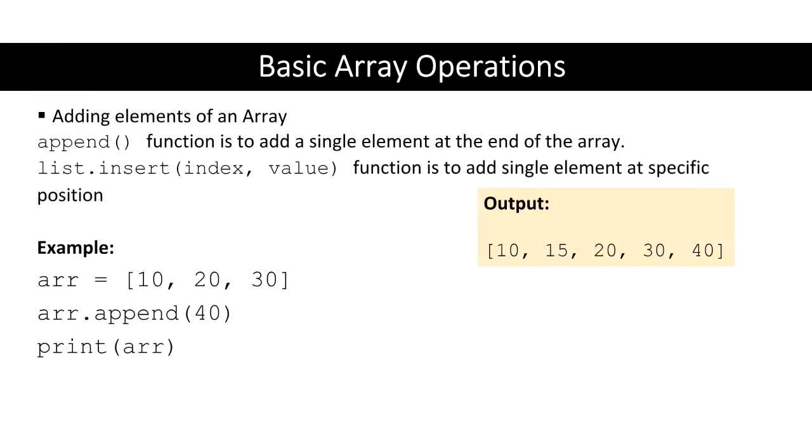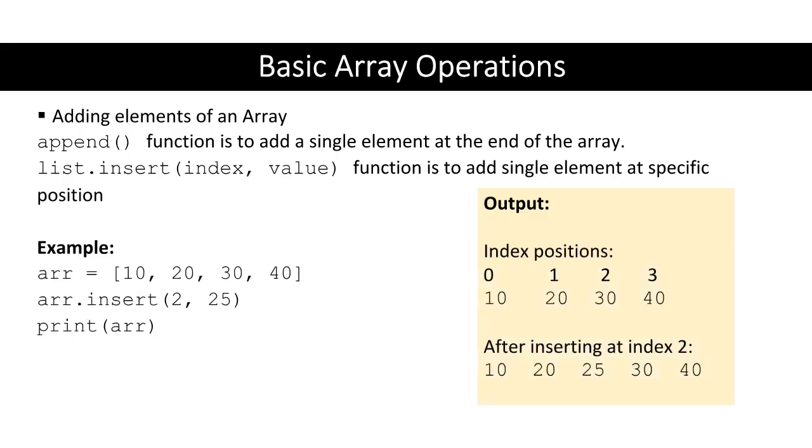This slide shows how to add an element using append. ARR equals 10, 20, 30, ARR append 40, this adds 40 at the end of the list. Output, 10, 20, 30, 40, the new element is always added at the last position. This slide shows how to insert an element at a specific position. ARR equals 10, 20, 30, 40, ARR insert 2, 25, this inserts 25 at index 2. Elements from index 2 onward shift to the right. Output, 10, 20, 25, 30, 40.